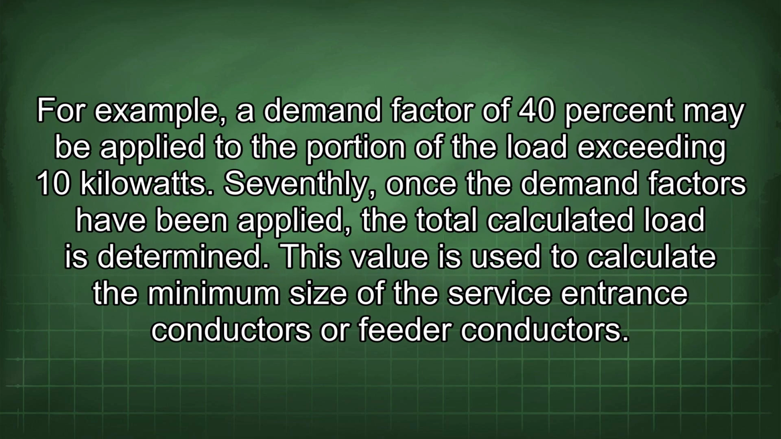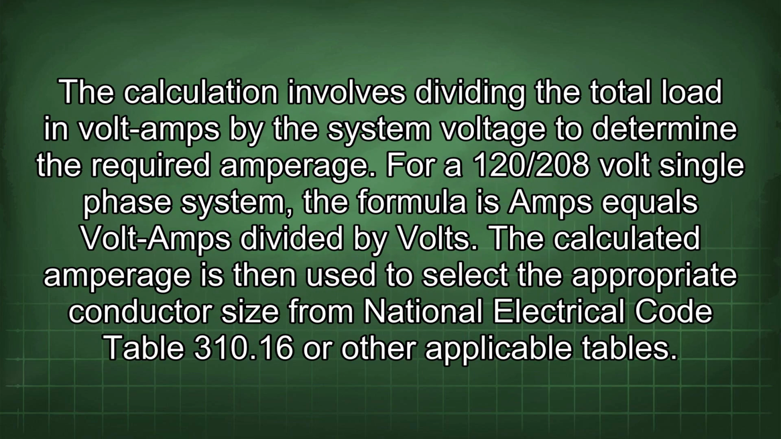For example, a demand factor of 40% may be applied to the portion of the load exceeding 10 kilowatts. Seventhly, once the demand factors have been applied, the total calculated load is determined. This value is used to calculate the minimum size of the service entrance conductors or feeder conductors. The calculation involves dividing the total load in voltamps by the system voltage to determine the required amperage.